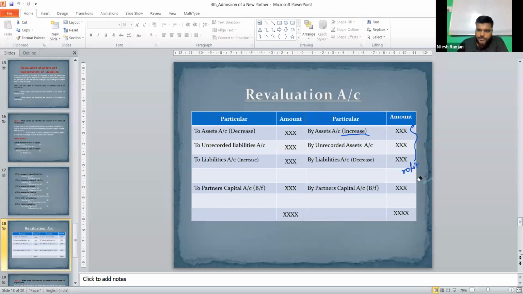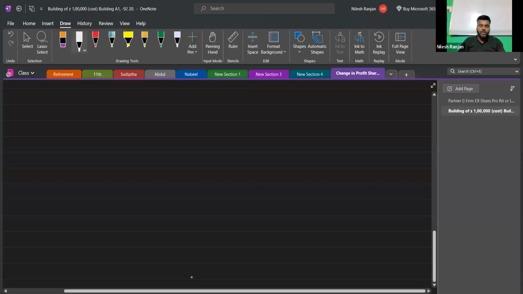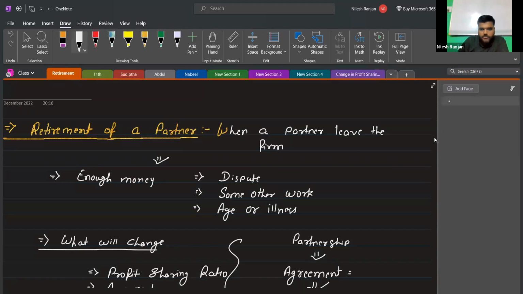Now there is the concept of death of a partner, also related to the same retirement chapter. It is combined with the retirement chapter, retirement and death of a partner. So all this concept is also included in the retirement part. After all these adjustments, we need to calculate the amount payable to the retiring partner. Yes, sir. Okay, so amount payable to the retiring partner. Just wait.